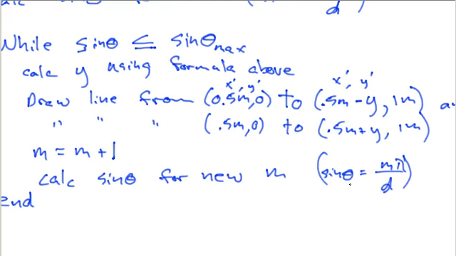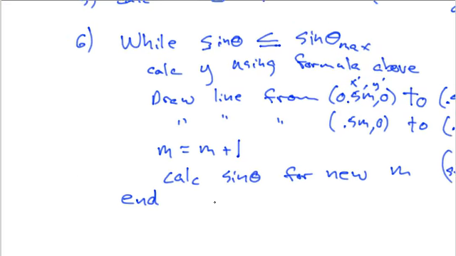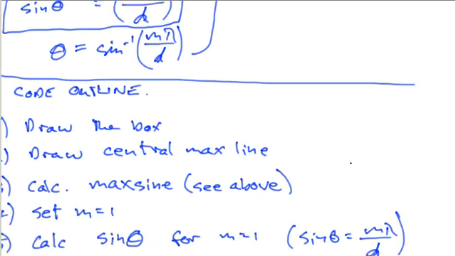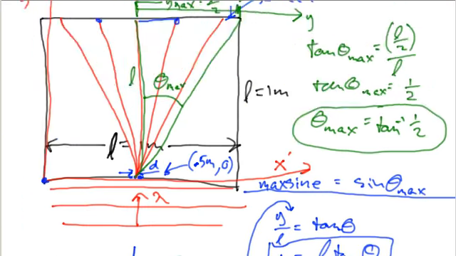Okay, so as I go through the loop, each time I calculate sine of theta to see if I'm going to go through the loop again, I'm using a bigger m, so sine of theta keeps getting bigger and bigger. Eventually it gets to be bigger than sine of theta max, and so I never draw that one. I calculate what sine of theta is, but I never draw the corresponding line for that one. And I think that should do it for the whole code outline.